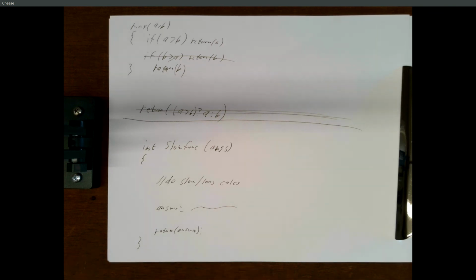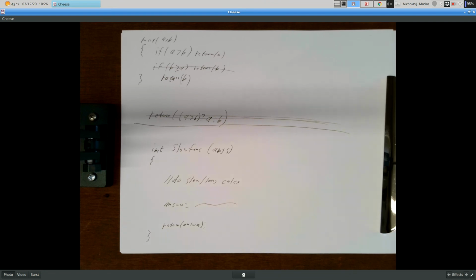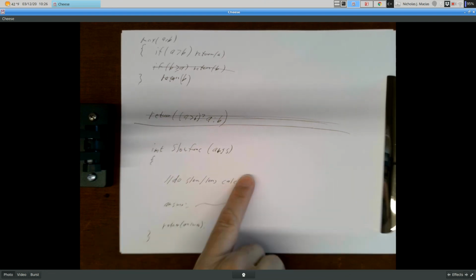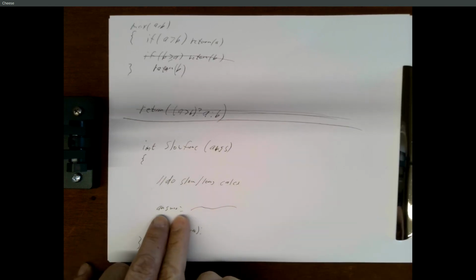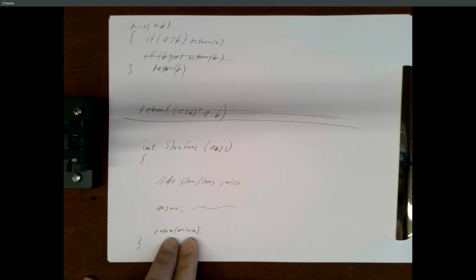Okay, and it looks like this. You do a bunch of stuff. You make recursive calls. You do whatever you have to do up here that's taking a really long time, and eventually you end up with the final answer, the value of your function, and you return it.